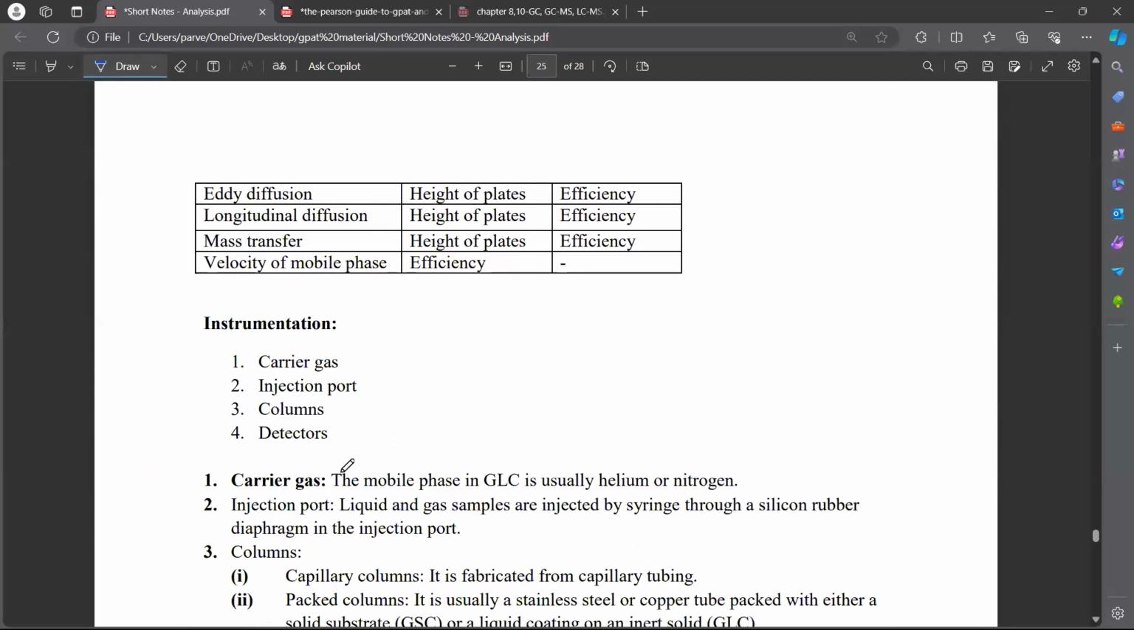The most important thing for gas chromatography is the length of the column. The length of the column in gas chromatography is larger when compared to HPLC. The column length can range from 50 to 100 meters, or it can range from 1 to 3 meters. Next, the carrier gas. The carrier gas most widely used is helium or nitrogen.